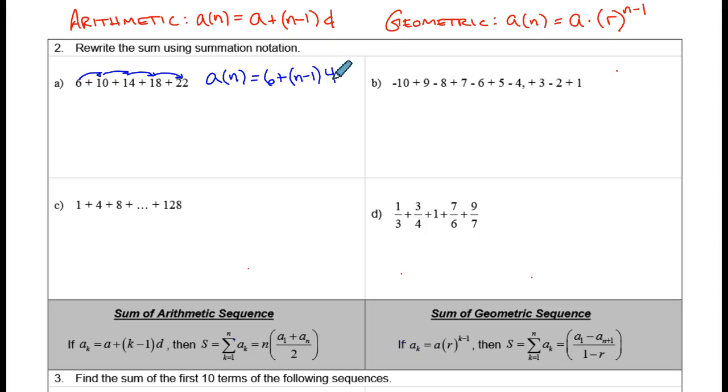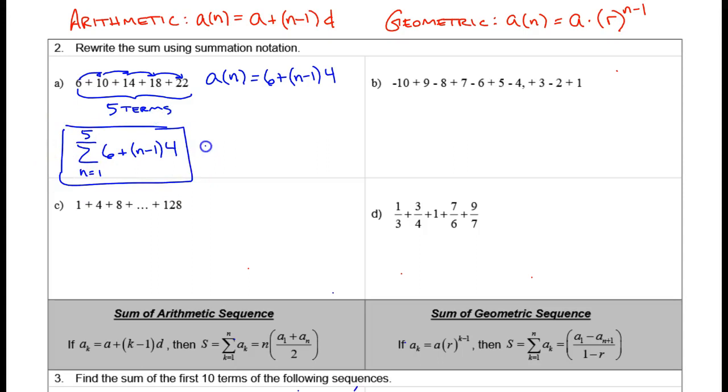So let's write that in summation notation. I have to be aware that I have 5 terms and they are being added. So this is going to be the sum from n equals 1 to 5 of 6 plus the quantity n minus 1 times 4. You may choose to simplify that and write it like this: the sum from n equals 1 to 5 of 2 plus 4n. That's what happens when you distribute the 4 and simplify. So either of those answers is acceptable.